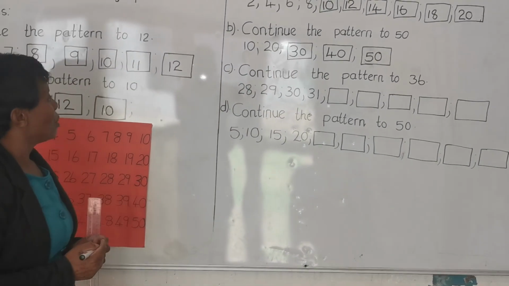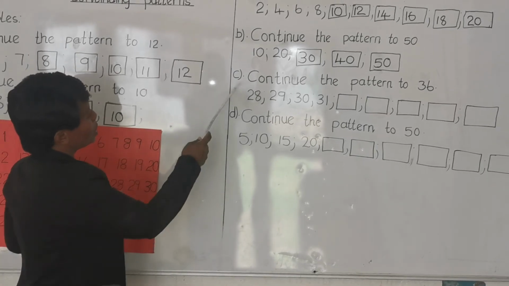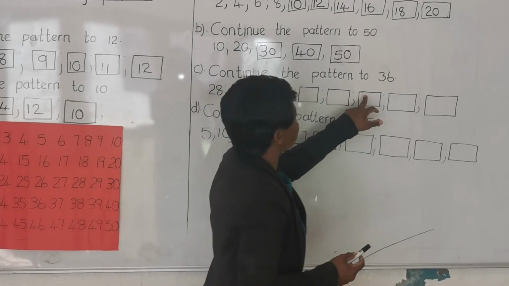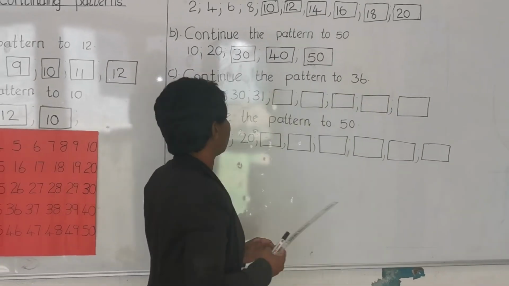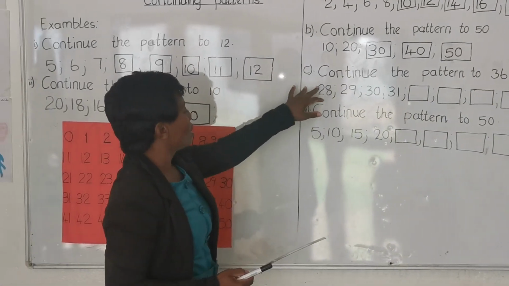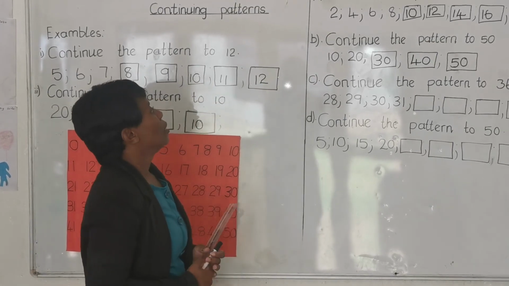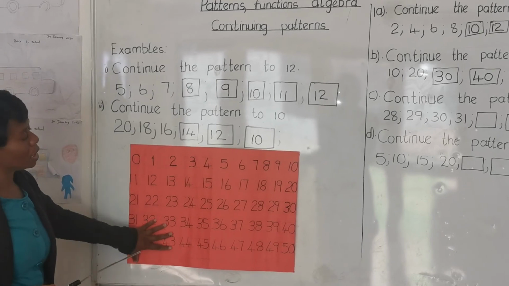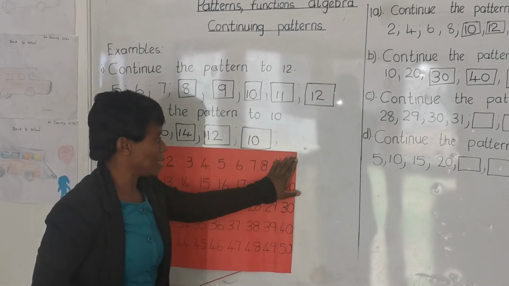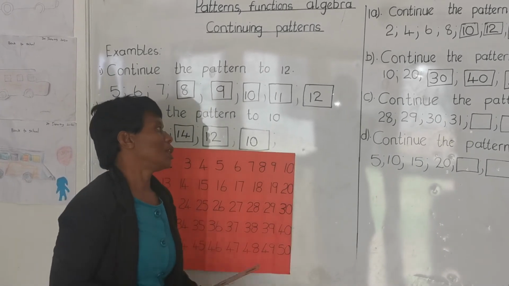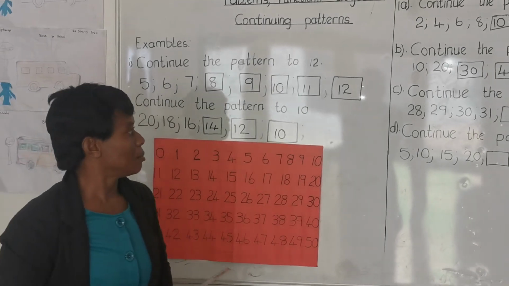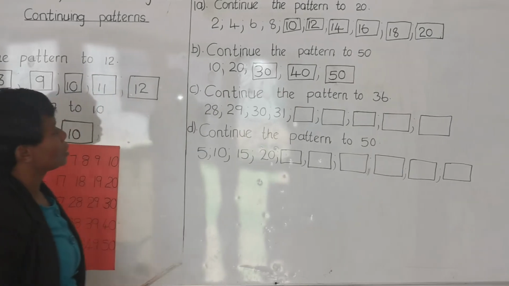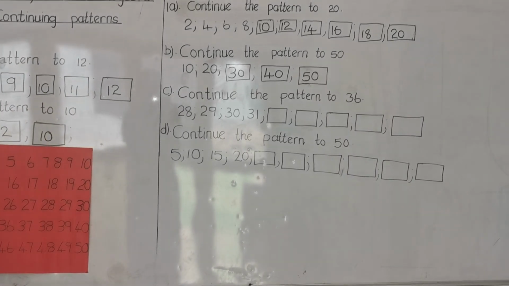So grade 1, I want you to continue with C and D. Can you look for the missing numbers? I want you to fill in the missing numbers on C and D. You are going to make use of the number chart. I want you to use the number chart to find the answers. So that is all for today, grade 1s in maths. Can you please work on this exercise and try to find correct answers?